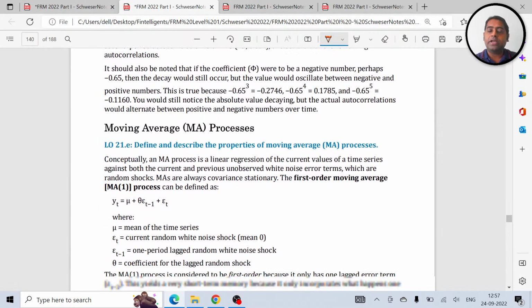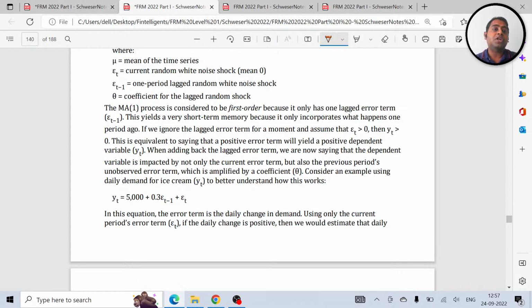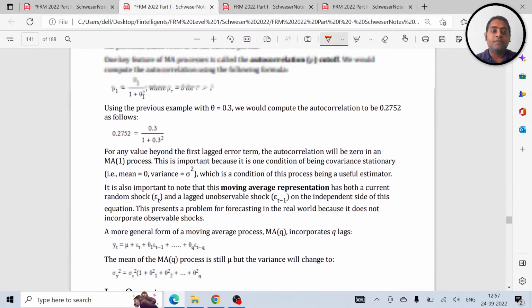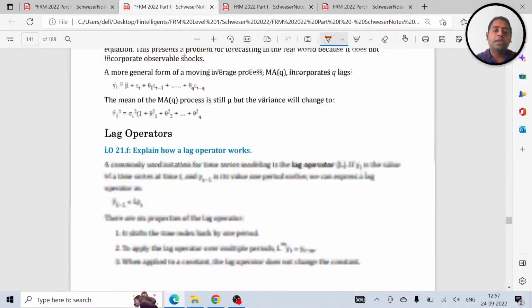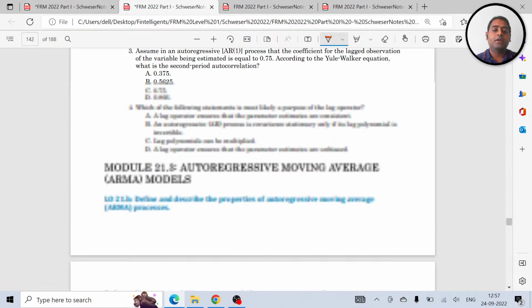MA is not that important as compared to AR from the chapter. Very, very less chances that they might ask you questions over here with respect to MA. So I'm just moving ahead. If you want to read MA, then you can focus on this formula only. The concept of autocorrelation cutoff. Lag operator is also not very, very important from the exam perspective.